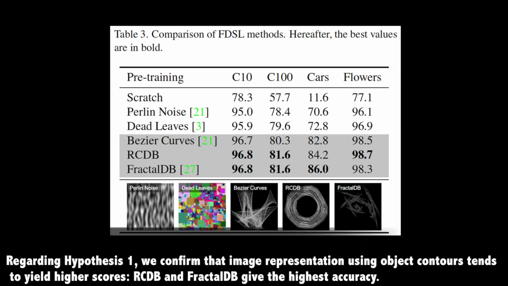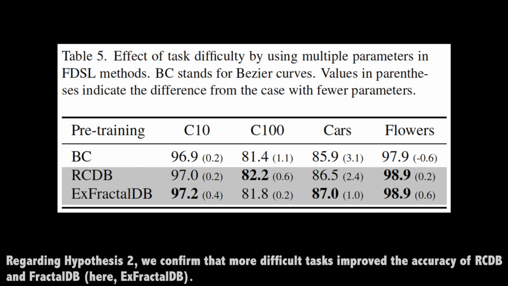Regarding Hypothesis 1, we confirm that image representation using object contours tends to yield higher scores. RCDB and FractalDB give the highest accuracy. Regarding Hypothesis 2, we confirm that more difficult tasks improved the accuracy of RCDB and FractalDB, here, XFractalDB.